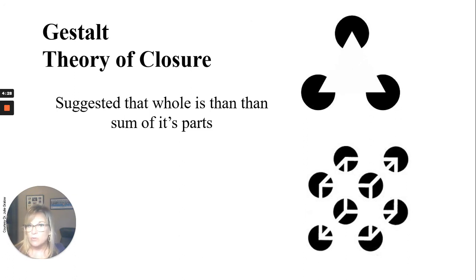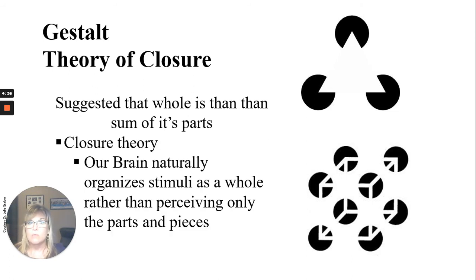Gestalt's theory of closure is that the whole is greater than the sum of its parts, and that we naturally try to find closure when we see something. So we naturally see a triangle here, even though there really are only 3 Pac-Man symbols here. We actually see this triangle. So we try to organize information into a whole rather than just seeing it as bits and pieces. So we see this as a cube, rather than a bunch of circles with missing parts in them.